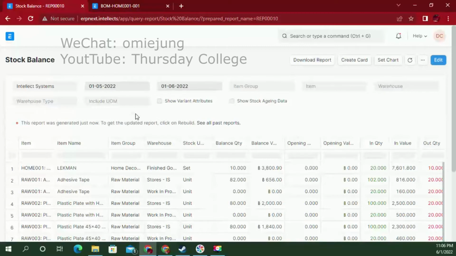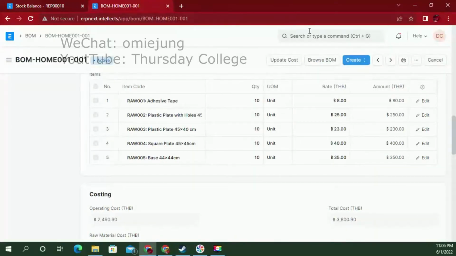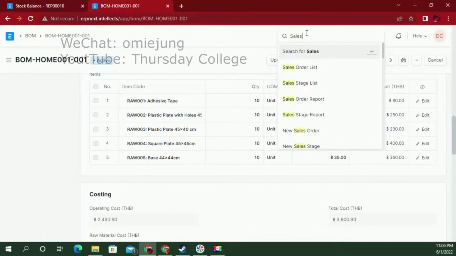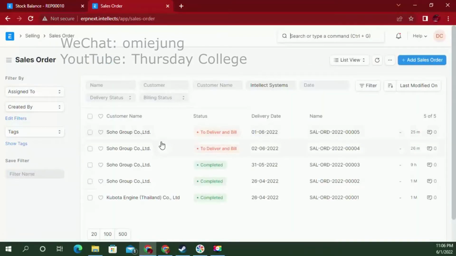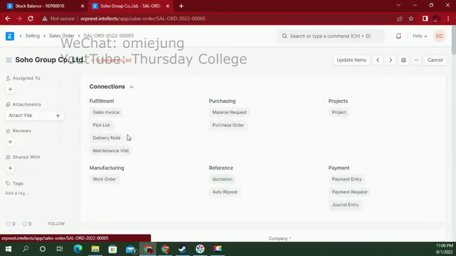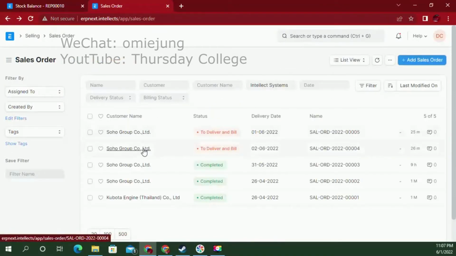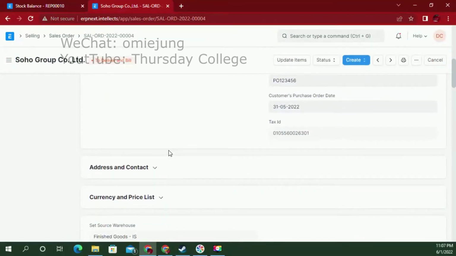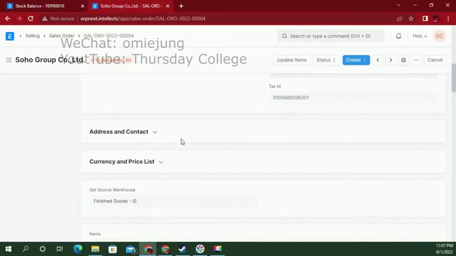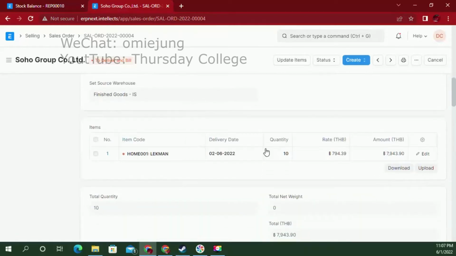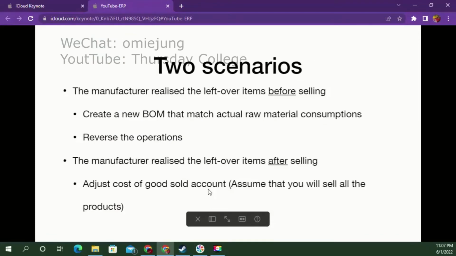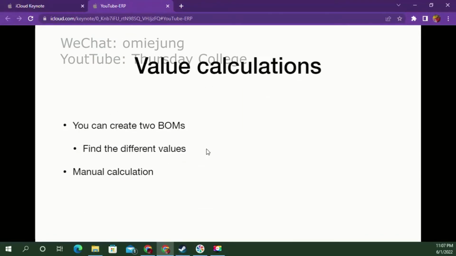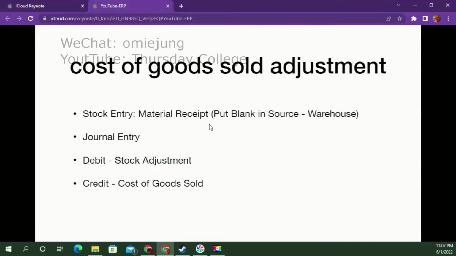Okay, anyway, we finished the production already. I mean we have the product to sell, so we go back to the sales order. Like this one, so I check, maybe number 4, here we are. So we can create a sales invoice and then deliver the product already. But like I told you, we have the case study: this is the product that you are about to deliver, but you found out that you have product left over. So what are you going to do?